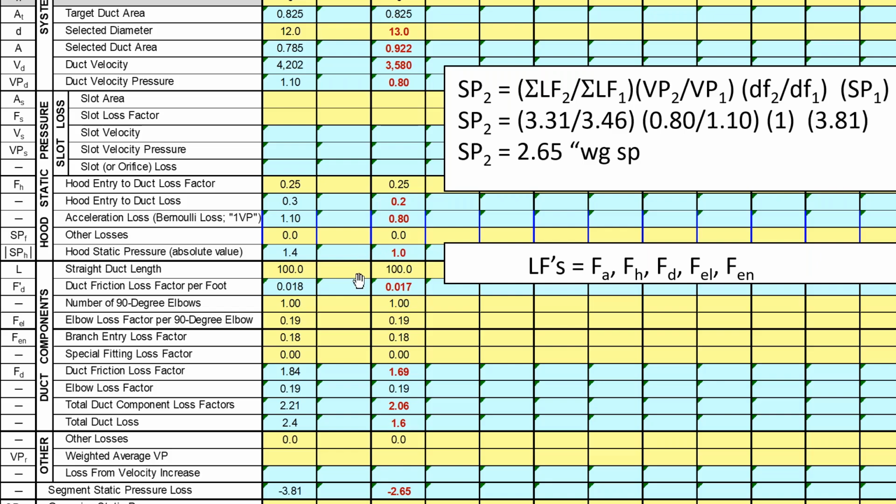In our duct section, again, the sum of our loss factors, 1.69 for our F sub D, plus 0.18 for our branch, plus 0.19 for our elbow, gives us 2.06 as our duct component loss factors. That's a decrease from 2.21. And we're also going to multiply that times the lower velocity pressure, which is 0.8. So that drops our duct loss from 2.4 down to 1.6 inches of water gauge. That combined with our hood loss of 1.0 gives us our segment loss of 2.65 inches of water gauge, down from 3.81.